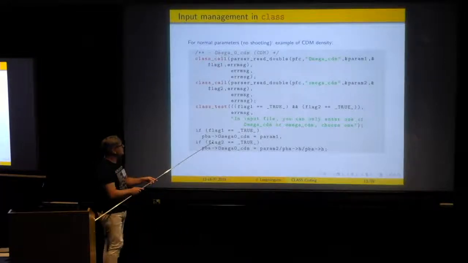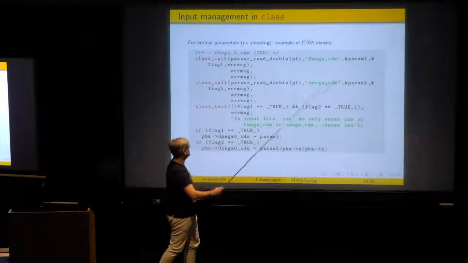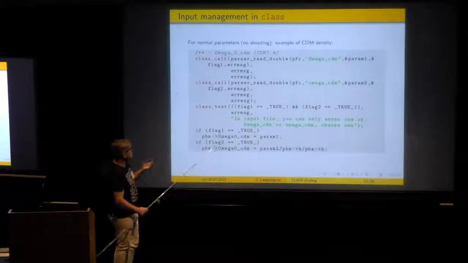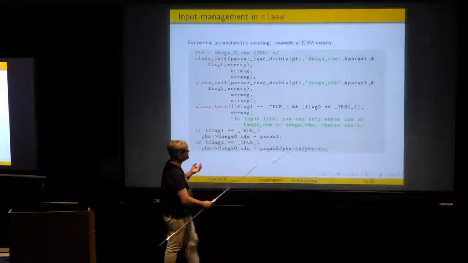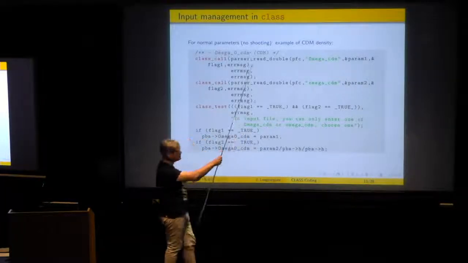If it is the other one that has been filled, flag 2, then param2 contains small omega. And so what the background module really needs again is big omega. So it will be assigned small omega minus small h square. And h has been written before.